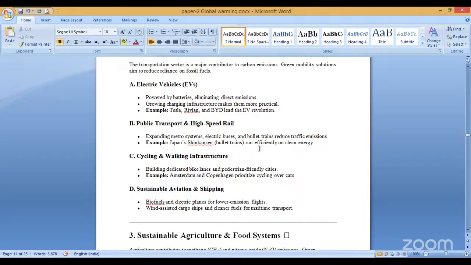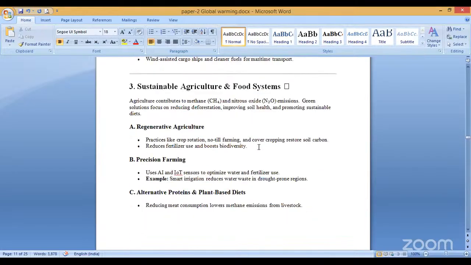Then next one is sustainable aviation and shipping: biofuels and electric propulsion for lower emissions of flights, wind-assisted cargo ships, and cleaner fuels for maritime transport. Then coming to the next one, sustainable agriculture and food systems.